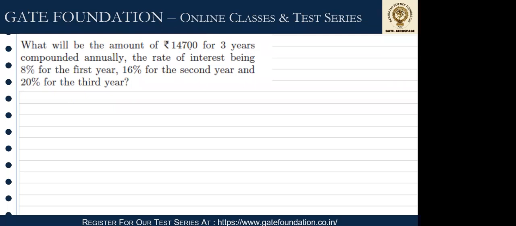So for 14700 for 3 years compounded annually, the rate of interest being 8% for the first year, 16% for the second year, and 20% for the third year. So first year की बात करते हैं. So at the end of first year, your interest will be 14700 into R. The rate of interest for first year is 8% and time was 1 year into 100. So it becomes simply 147 into 8, which is 1176. And from here, since it is being compounded annually, यहाँ पर हम निकालेंगे amount.